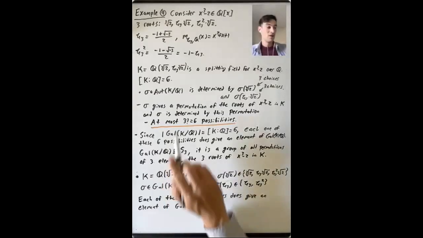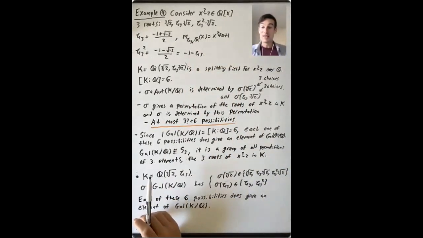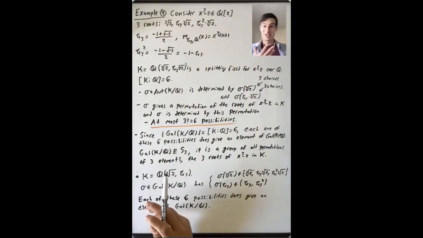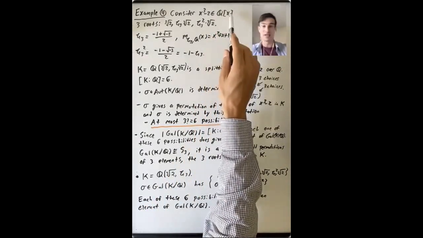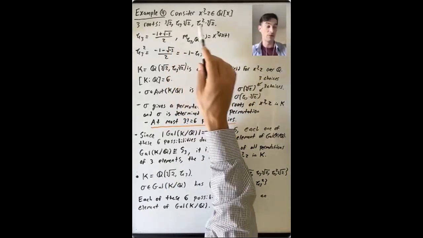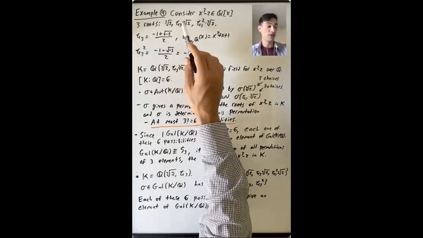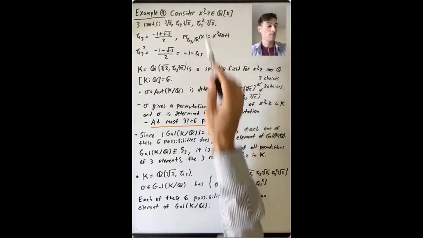In this video, we'll talk all about one example. And that example is going to come from an extension that is the splitting field of a polynomial that we've talked about before. So let's take x cubed minus 2. This is an irreducible polynomial in Q[x]. It has three roots in C: cube root of 2, zeta 3 times cube root of 2, and zeta 3 squared times cube root of 2.